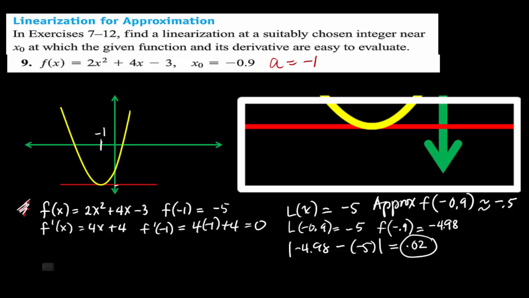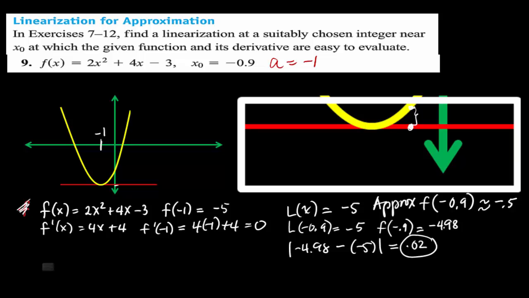So look, suppose I want to approximate f of negative 0.5. If it's negative 0.5, this is the approximation using the linearized version. That's the error, that's the difference. This is our f of negative 0.5, and this is our linearized version. We can't use this approximation because there's a big gap between the red line and the actual curve of the quadratic.